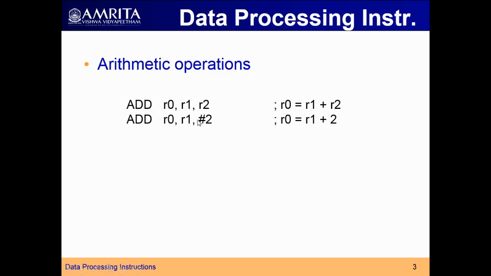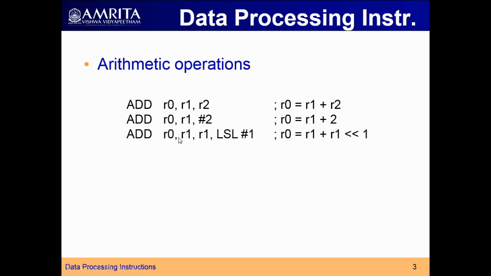What do you mean by immediate value or immediate data? It means that in the instruction itself you are giving the data. That data is known as immediate data. So what will be the operation done here? R0 equals R1 plus the second operand, which is immediate data, that is 2. The hash represents that this is data. So ADD R0, R1, #2 means R0 will be equal to R1 plus 2. The data 2 is added to the content of R1 and the result is stored in R0.